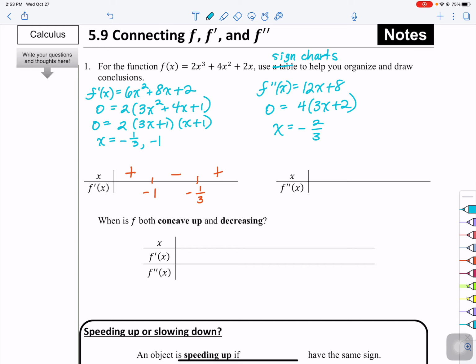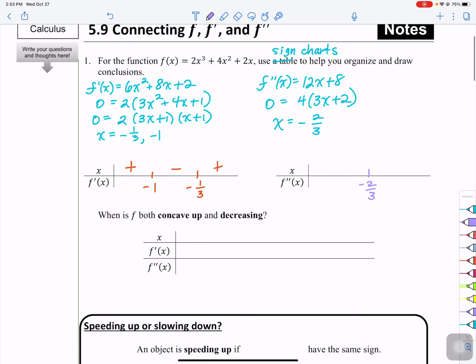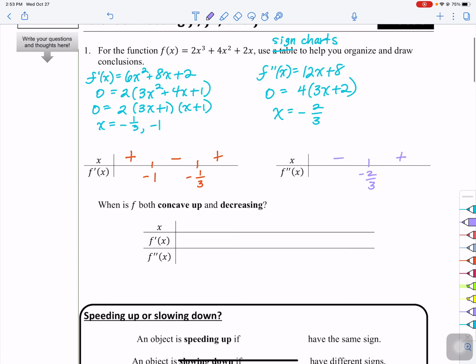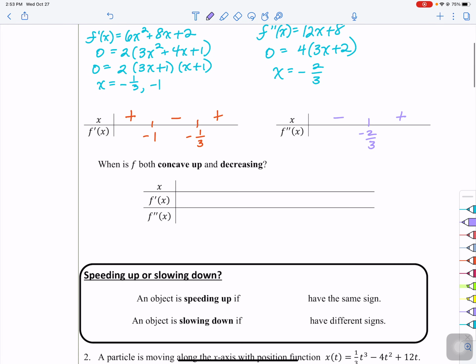Okay, so now let's go ahead and put negative 2/3 on this sign chart for f double prime. And if you plug in a test value of 0, you'll get a positive, and then a test value of negative 1, you'll get a negative. So let's see where we have f of x both concave up and decreasing.